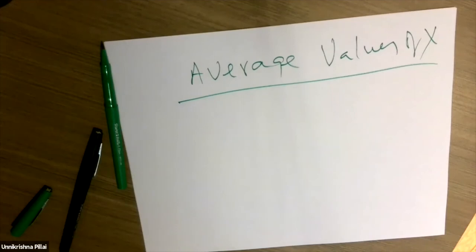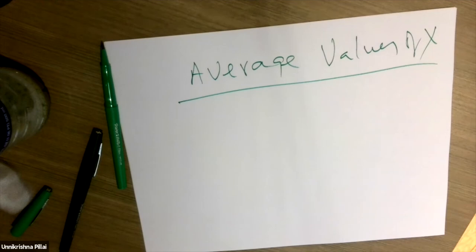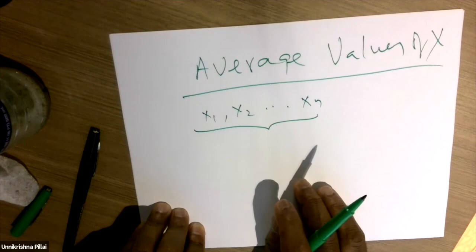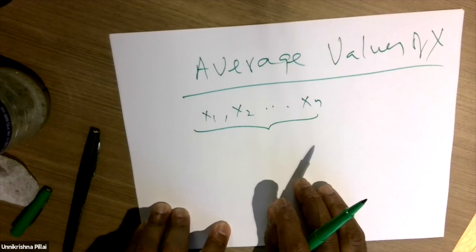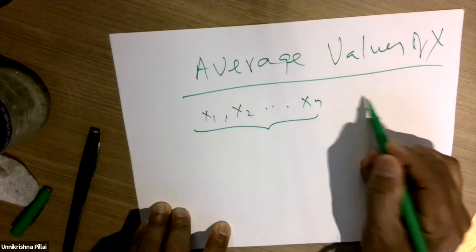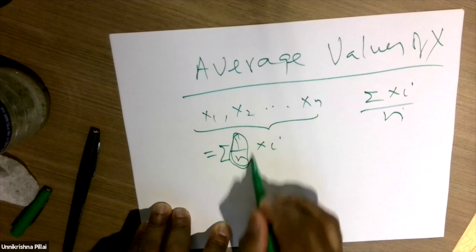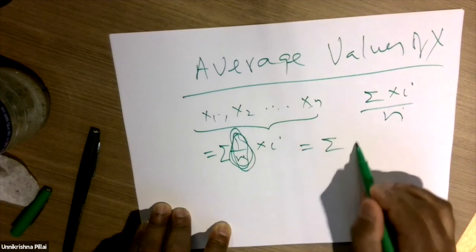So if you have a discrete random variable, you know what we mean by average, right? If you have a bunch of values, if these are the observations, how do you find the average? You add all of them and divide by n. Dividing by n is the same as 1 over n multiplied by x_i. So your assumption is all of them are equally likely. So you can write it as p_i x_i.